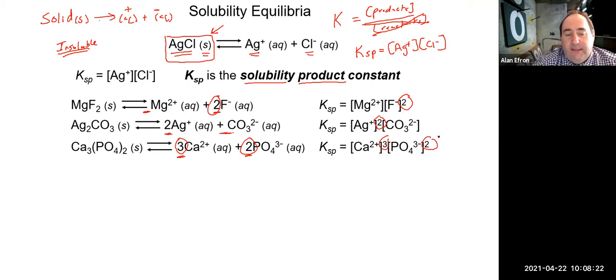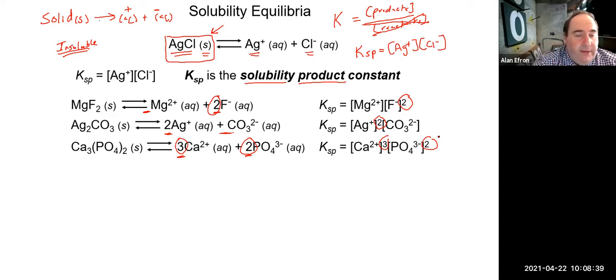And again, you can see that that is essentially the setup always for Ksp reactions: solid on the left, break it apart into the appropriate balanced ions on the right. You could write your Ksp expression for both of them.